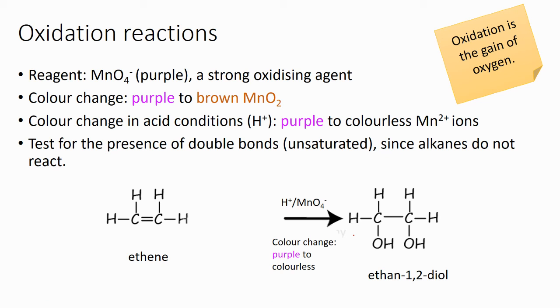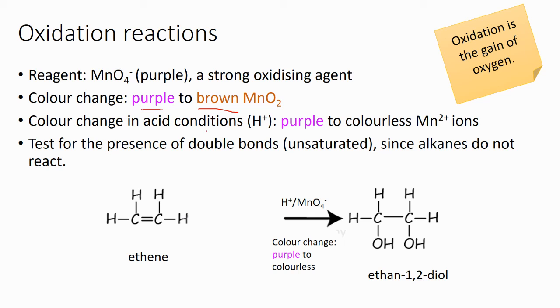Now, the final kind of reaction that alkenes undergo are oxidation reactions. Oxidation is the gain of oxygen, and we're going to look at oxidation reactions later when we talk about redox reactions. But for organic chemistry, you just need to know that alkenes undergo oxidation with permanganate, which is purple, and that is a strong oxidizing agent. So when permanganate oxidizes the alkene, it itself is reduced and it goes from purple to brown and it forms manganese dioxide.